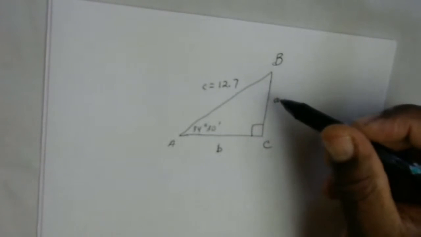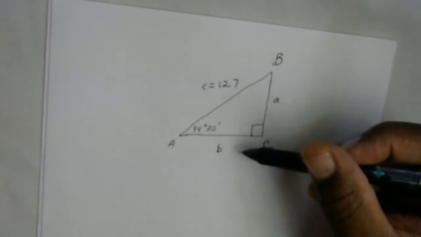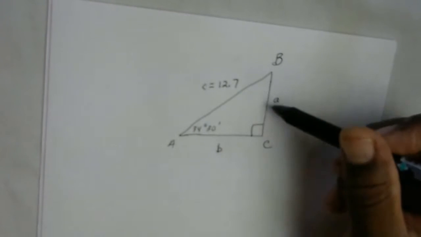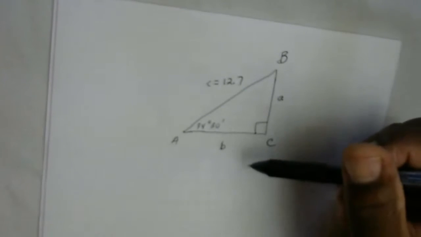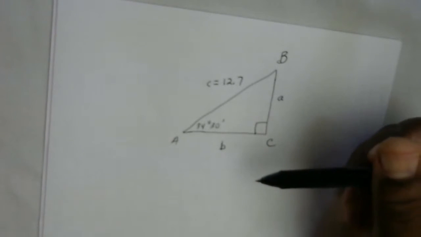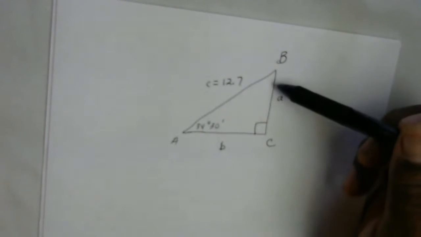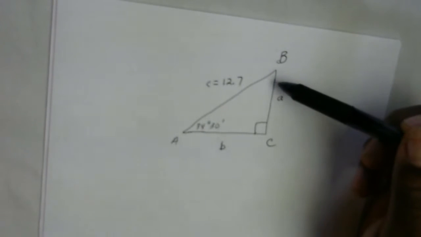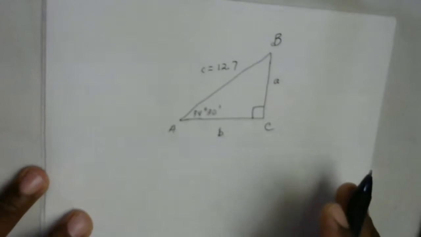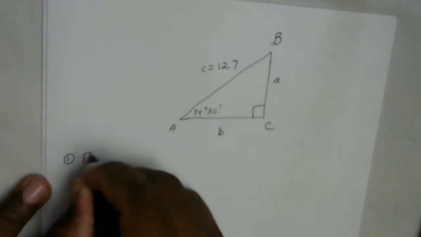You could also use the Pythagorean theorem. In order to use the Pythagorean theorem, you would have to be given two side lengths, and I can substitute those into the Pythagorean theorem and find the third side length. So just by knowing that fact, I'm given two angles, and I can find the third angle by using what's called the sum rule. So the first thing I'm going to do is find angle B.